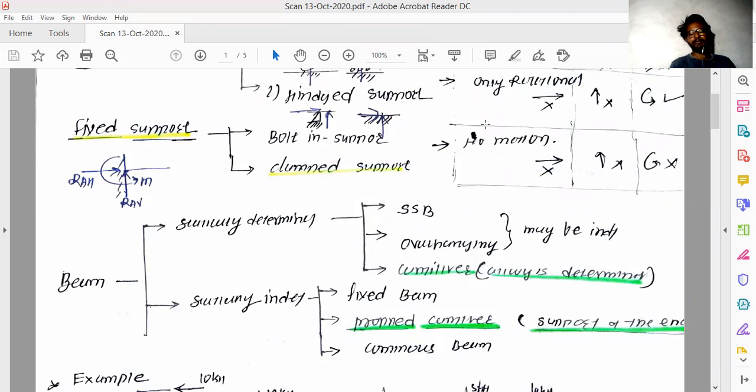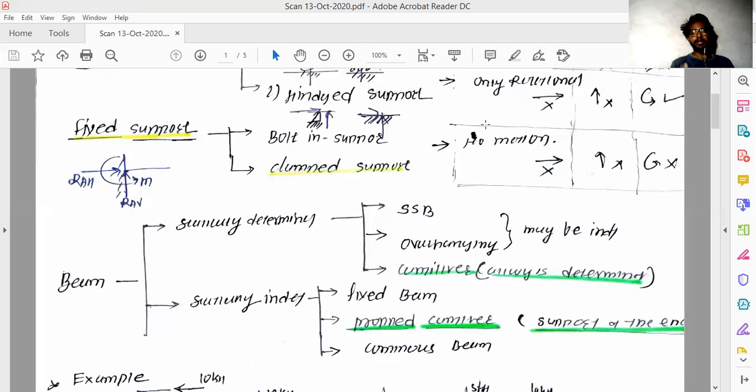It depends on the number of equations you require. If you have two unknowns, you need two equations to solve the problem. If there are three unknowns, then you need three equations. In a beam, if sufficient equations are available and you are able to find all your unknown forces from the diagram itself and the static conditions given, then that is nothing but a statically determinate beam.